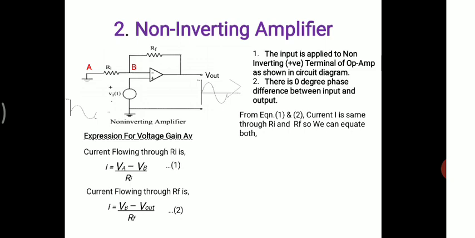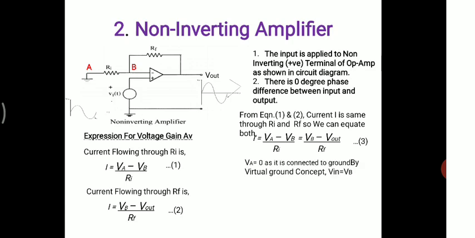From equations 1 and 2, the left-hand side has the same quantity, that is the current I. If we equate equations 1 and 2, we have I equals phi A minus phi B divided by Ri, which equals phi B minus phi out divided by Rf. Then again we need to apply the virtual ground concept. According to the virtual ground concept, the non-inverting terminal is connected to the input voltage phi in, so the voltage at point B is also equal to the input applied to the non-inverting terminal, that is phi in.